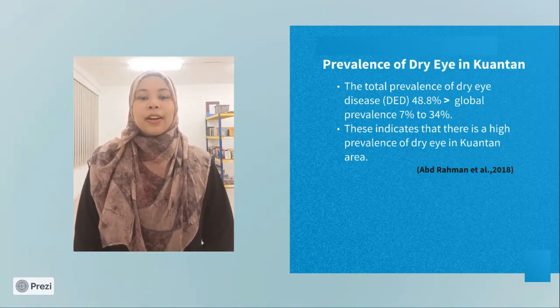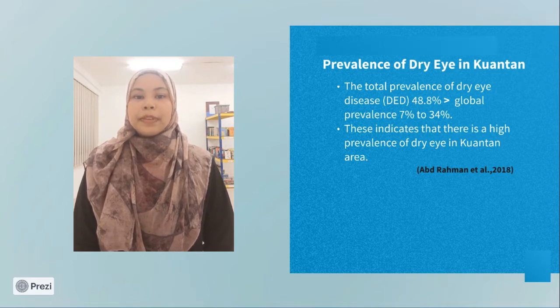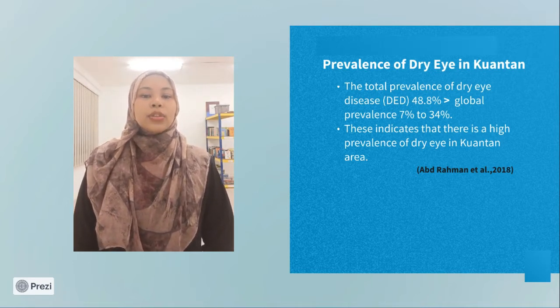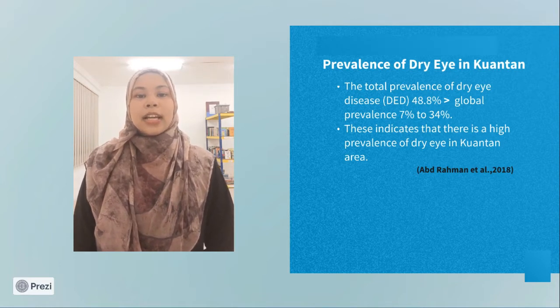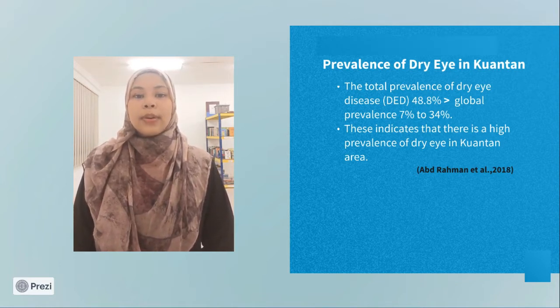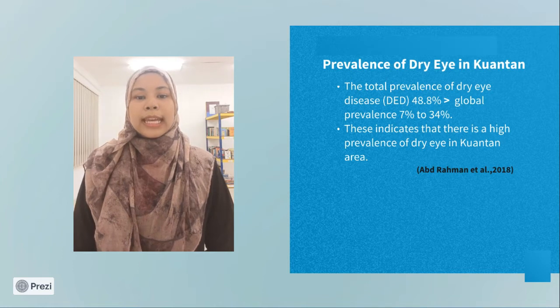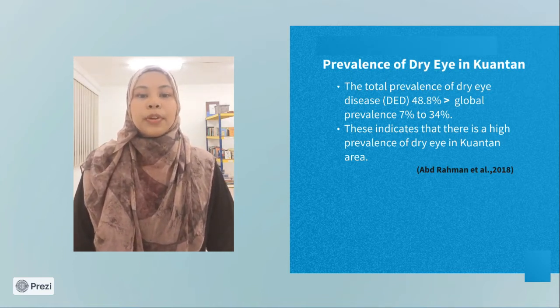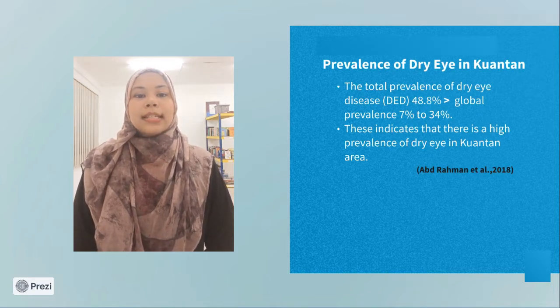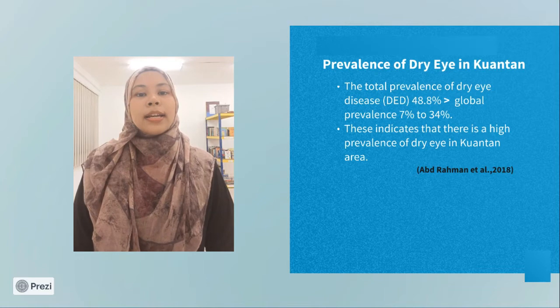Next, the prevalence of dry eye in Kuantan area. According to Abdul Rahman et al., 2018, the total prevalence of dry eye disease at Jalan Hospital Eye Care IIUM Kuantan was 48.8%, which is greater than the global prevalence estimates of 7% to 34%. This indicates that there is a high prevalence of dry eye in Kuantan area.